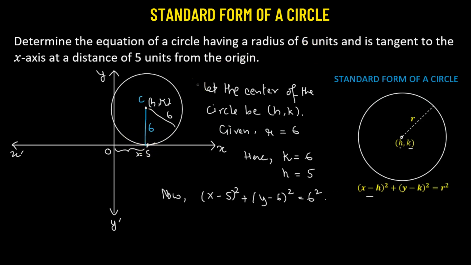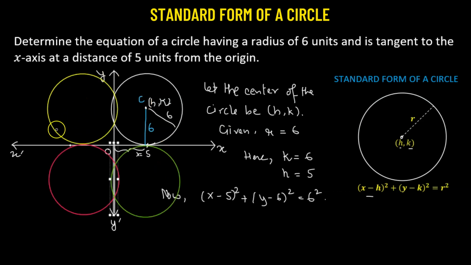Now the question is, is this the only circle that's possible? Think about it. No. There will be, in fact, 3 more circles that satisfy the same criterion, because all it says is that the circle is tangent to the x-axis at a distance of 5 units from the origin. It says nothing about its orientation. So that means it could be 5 units from the origin to the left of the y-axis. That means along the negative x-axis. So we have x equals negative 5. So here also the circle can be tangent to the x-axis. It can be below the x-axis as well, or along both the positive x-axis and the positive y-axis. Let me show it with the help of a diagram.